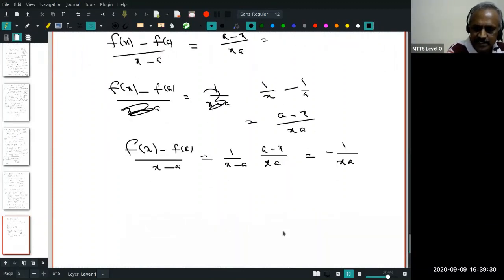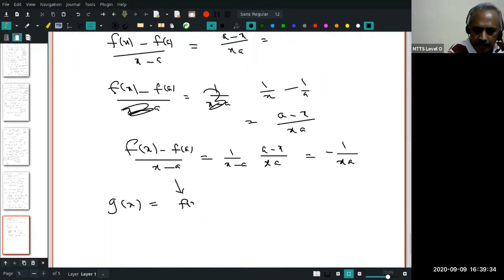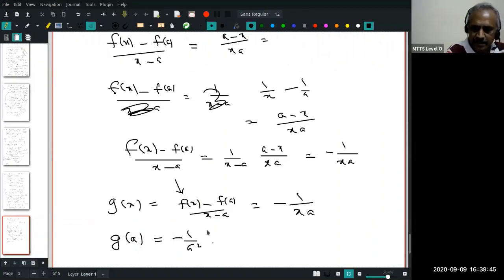So my gx, which is fx minus fa by x minus a, is going to be minus 1 by xa. That's correct. Thank you very much. Therefore, g of a is going to be minus 1 by a squared. And g is continuous. Therefore, limit x tends to a of fx minus fa by x minus a is going to be g of a, which is minus 1 by a squared.